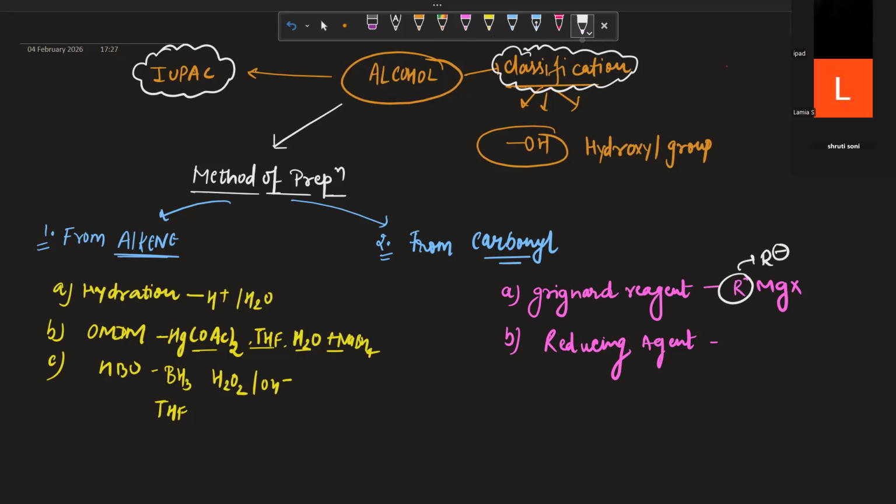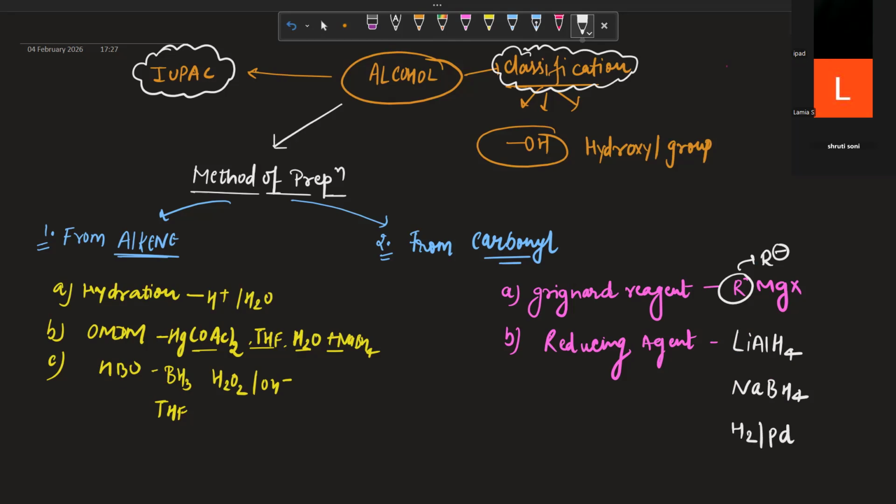Reducing agents... Lithium aluminium hydride, or lithium aluminium tetrahydride, we can also say, and NaBH4, sodium borohydride. Great. And then there is one more, that is H2 palladium.